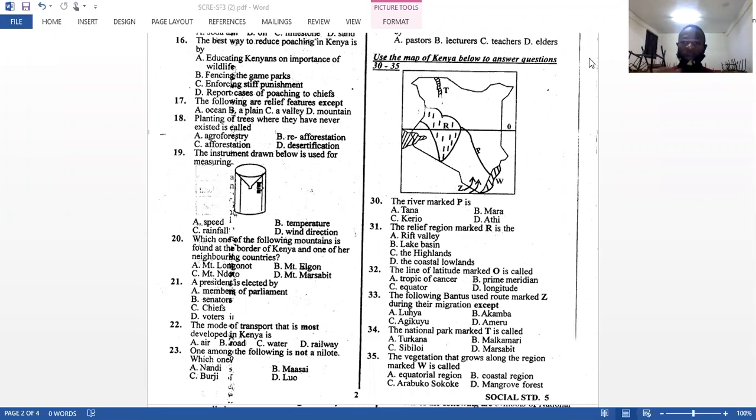And remember, we are still revising this paper that you did recently. We revised number 1 up to 30. So today we want to start from number 31 up to 60. Use the map of Kenya below to answer questions 30 to 35.